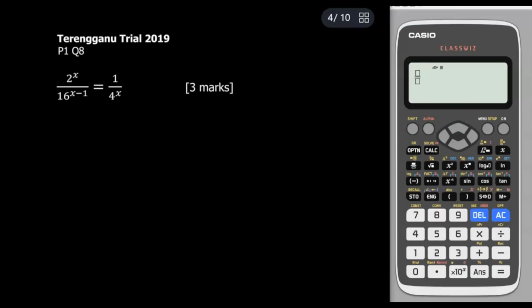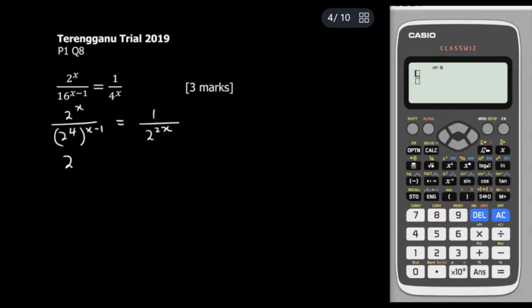Let's solve a question from Terengganu Trial 2019, Paper 1, Question 8. This question is 3 marks. First we look at the base. We have base 2, base 16, and base 4. All these 3 bases can be changed to base 2. So we write 2 power x over, 16 is 2 power 4, whole thing to the power of x minus 1, equals 1 over, 4 is 2 squared, which is 2 times 2 power 2x.